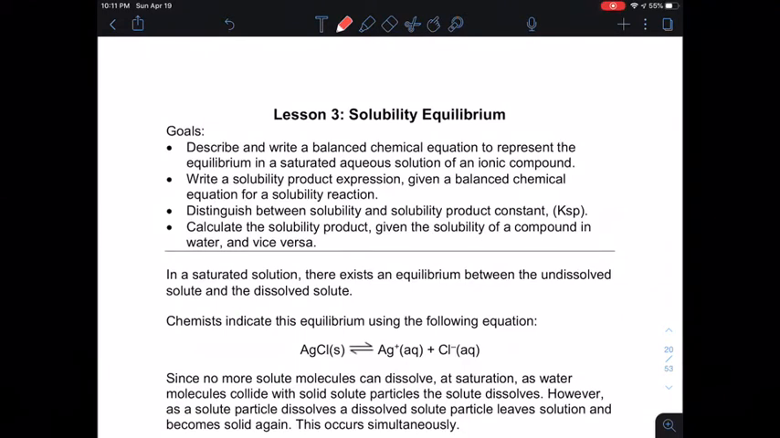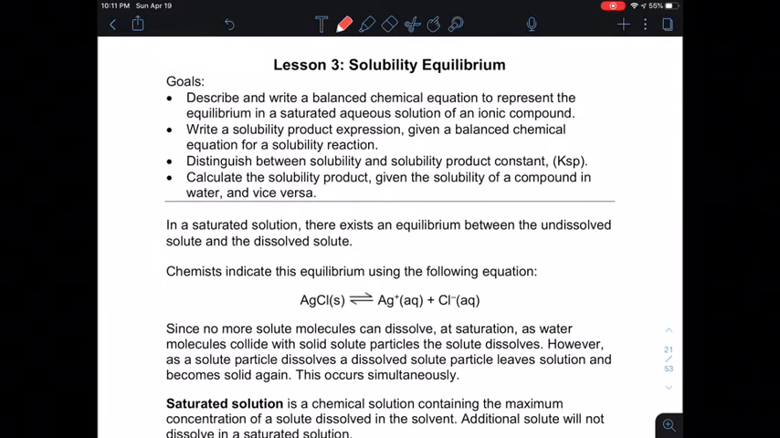Hello everybody, we are here doing lesson 3, solubility equilibrium. I've been sort of hinting at this the whole time: this is really another unit on equilibrium. What we talked about last time was how there are certain combinations of ions which are naturally, I guess in this case, solid in solution.